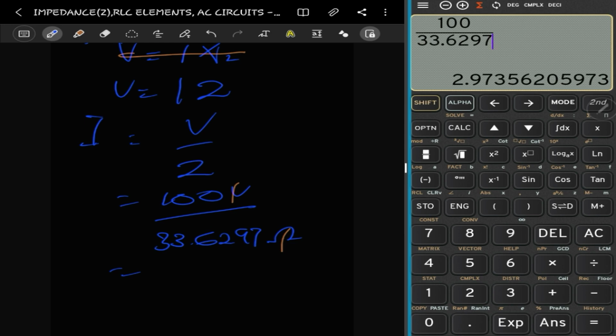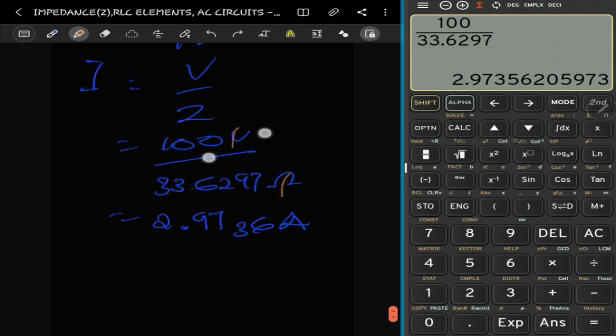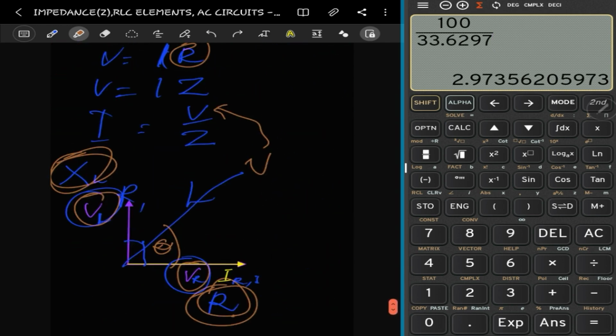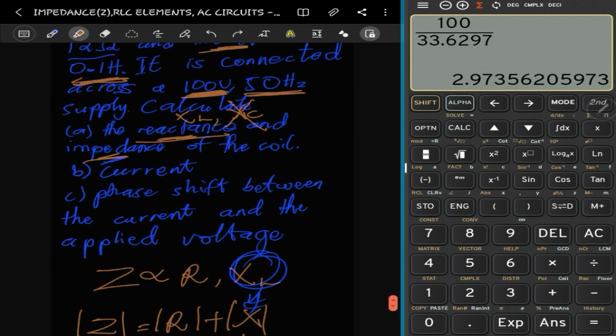Now what do we have? We have 2.9736 amperes of current. The unit is very important. If you miss the unit, we don't know what you're talking about, right? So that's for B. We are done with B as well. What's the next thing? We need to completely solve the problem.